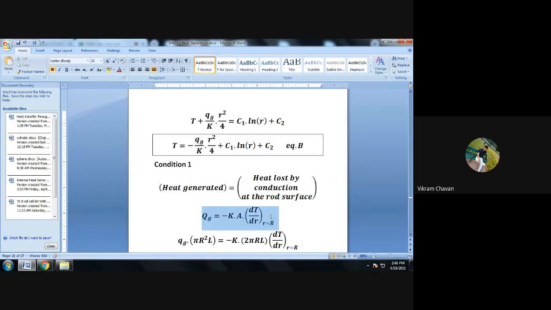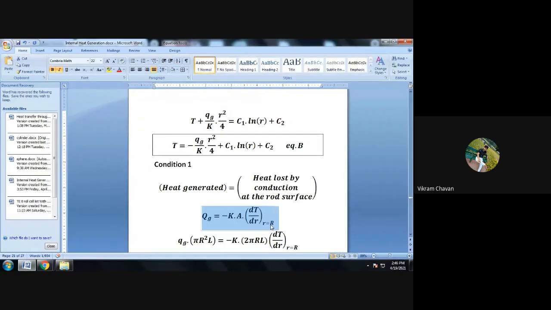Therefore Qg is equal to minus K multiplied by A multiplied by dt divided by dr, or differentiation of T with respect to r, when r is equal to capital R. So you have to write in the suffix r is equal to capital R.